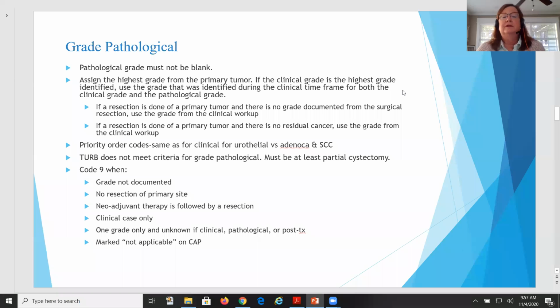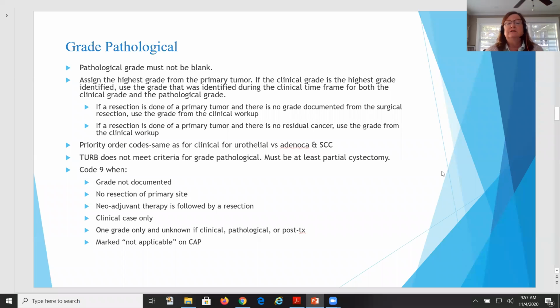If a resection is done of the primary tumor and there is no grade documented from the surgical resection, use the grade from the clinical workup. If a resection is done and there is no residual cancer, use the grade from the clinical workup. And then the same instructions apply for the priority codes for urothelial versus adenocarcinoma and squamous cell carcinoma.